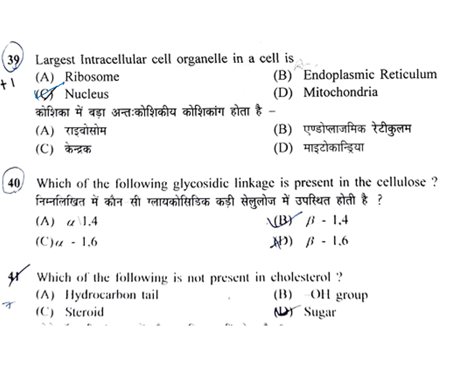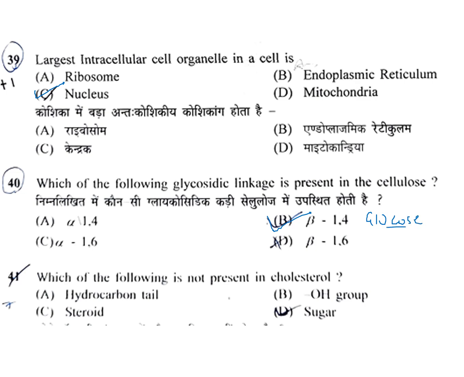The largest intracellular organelle in a cell: the nucleus is the largest cell organelle. Now, which of the following glycosidic linkages is present in cellulose? Alpha 1,4, beta 1,4, alpha 1,6, or beta 1,6. In cellulose, the linkage is beta 1,4 between glucose units.